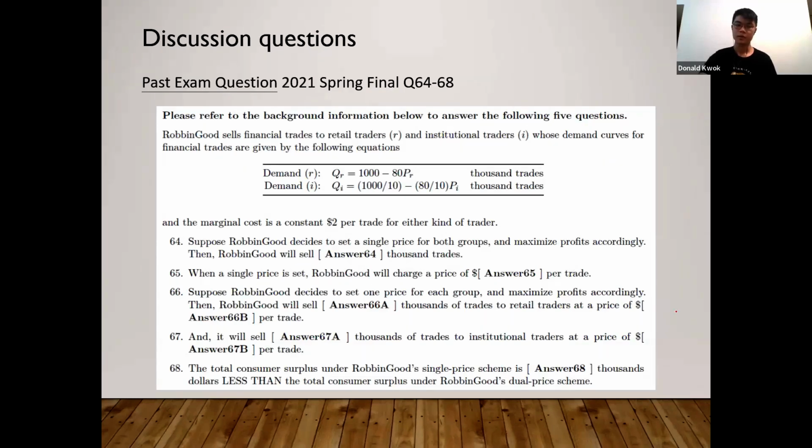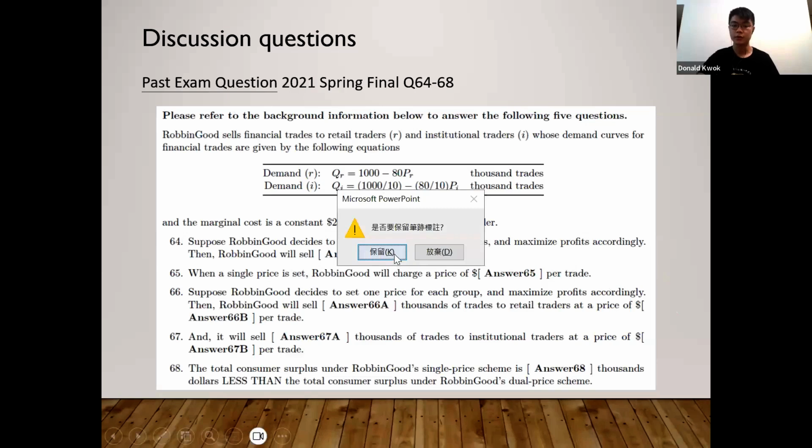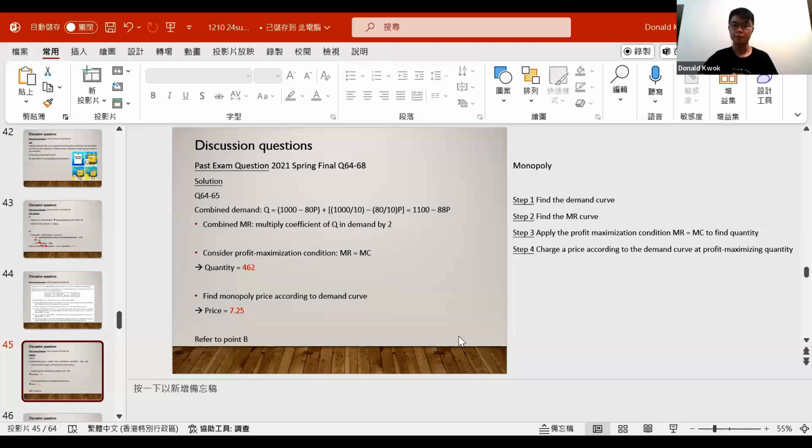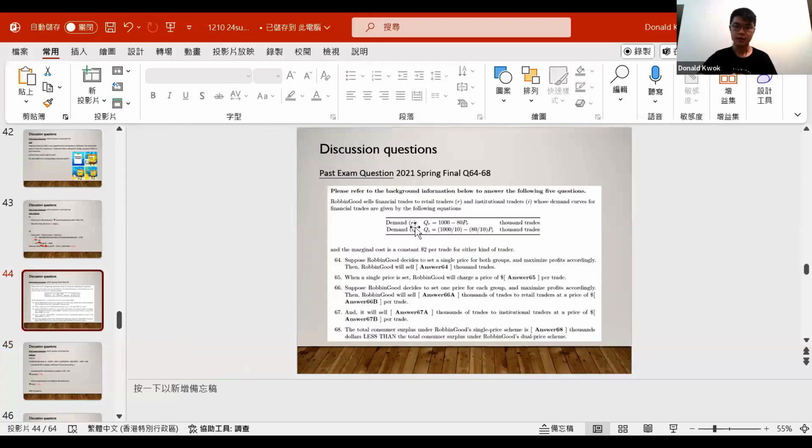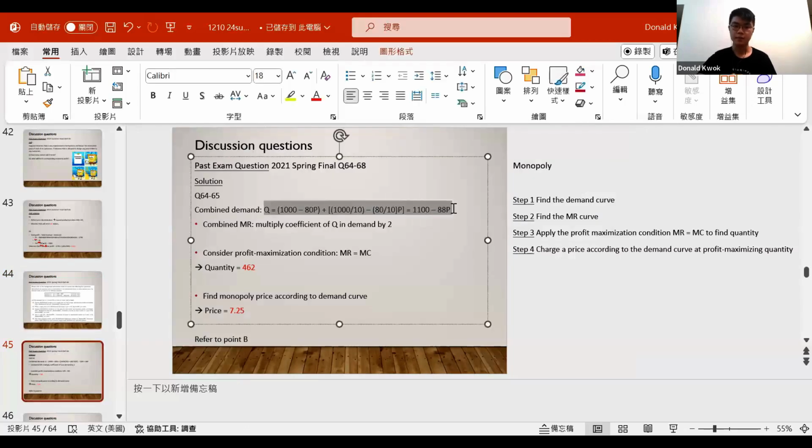All right. So question 64, if the firm decides to set a single price for both groups, what will be the quantity traded? Here, let me also take the chance to review the 4 universal steps of simple monopoly pricing with you, so that you can better understand and to serve as a guide for this kind of problem. Step 1 is to derive the combined demand curve in this question. We have the retail traders and the institutional traders. So we just add up their individual demand and we'll have the combined demand expression here.